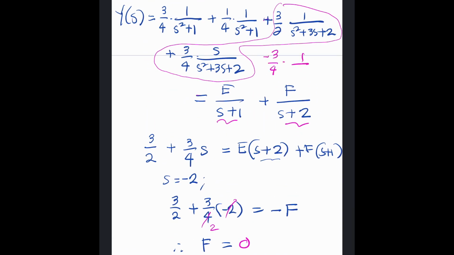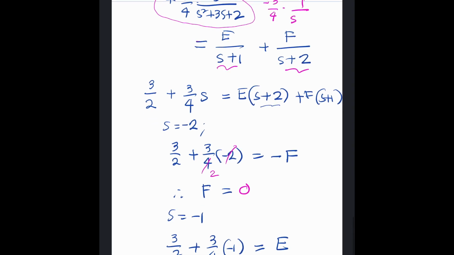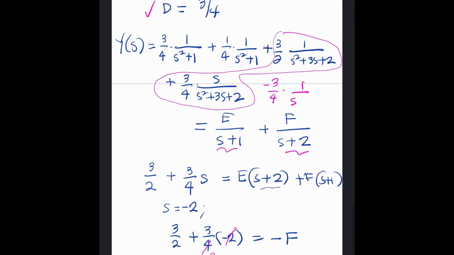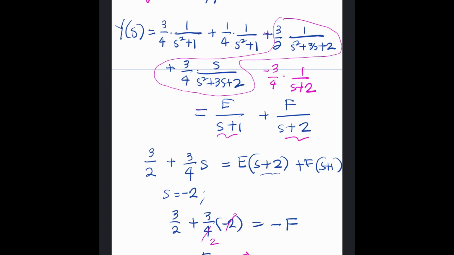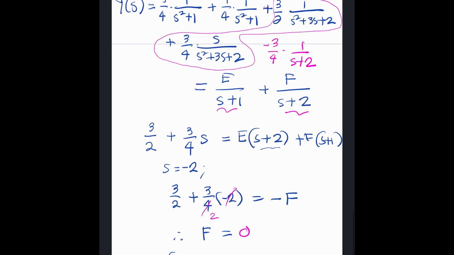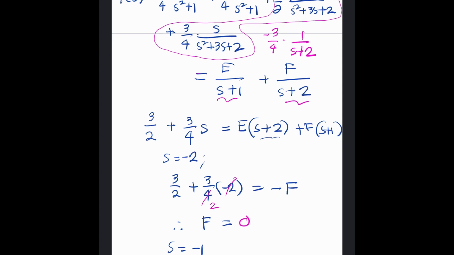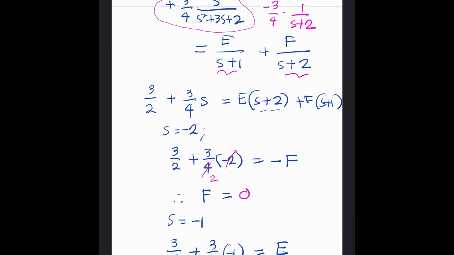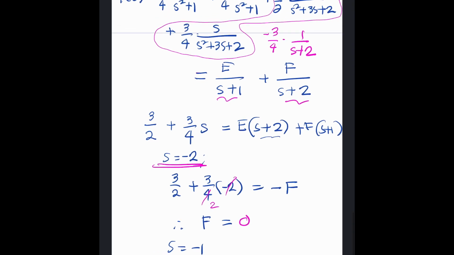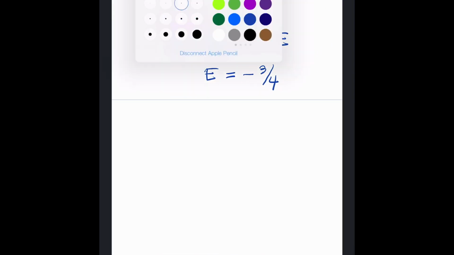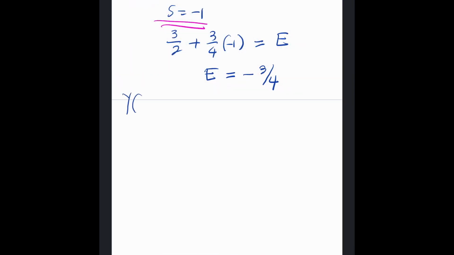times 1 over s plus 2. Okay? Can't believe it simplified into one term. 3 halves plus 3 fourths s. So okay, so let's write. For as long as you got the principle, I'm okay with that.